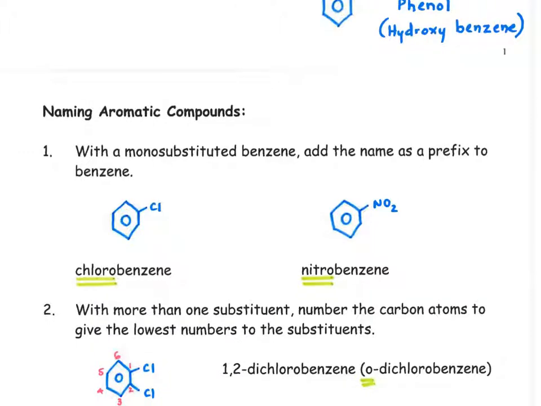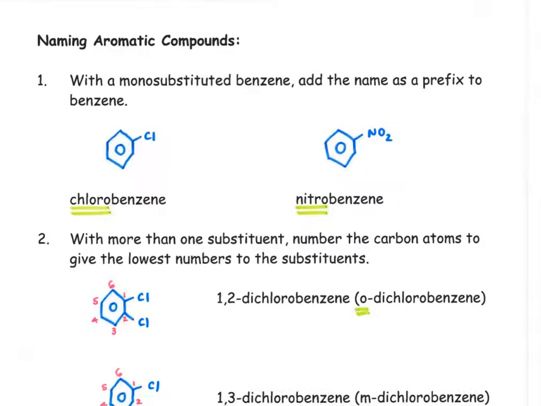So when we name aromatic compounds, we start out with a mono-substituted benzene, mono-substituted meaning there's one side group on the benzene, and we add the name as a prefix to benzene. In the first example, we have chlorobenzene with a chlorine atom attached to a benzene ring. In the next one, we have nitrobenzene with the nitro group.